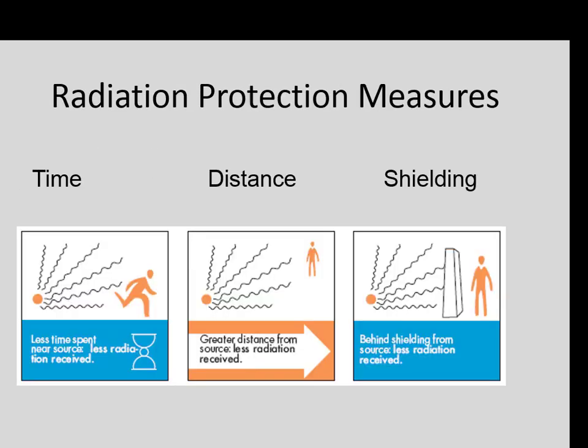There are three radiation protection measures that you can use to protect yourself from radiation. These are time, distance, and shielding. Starting with time, it should be fairly evident that the less time you spend near a radioactive source, the lower your radiation dose will be. Therefore, it is important that you minimize the time that you spend being exposed to radiation.